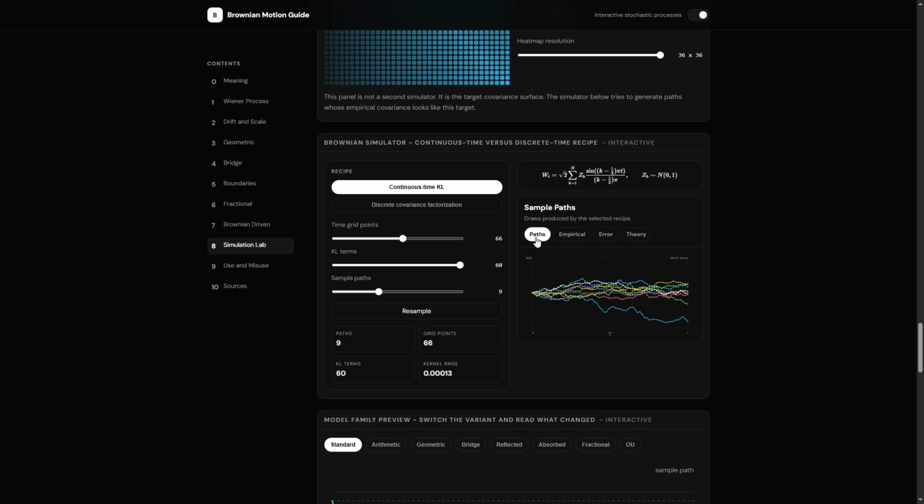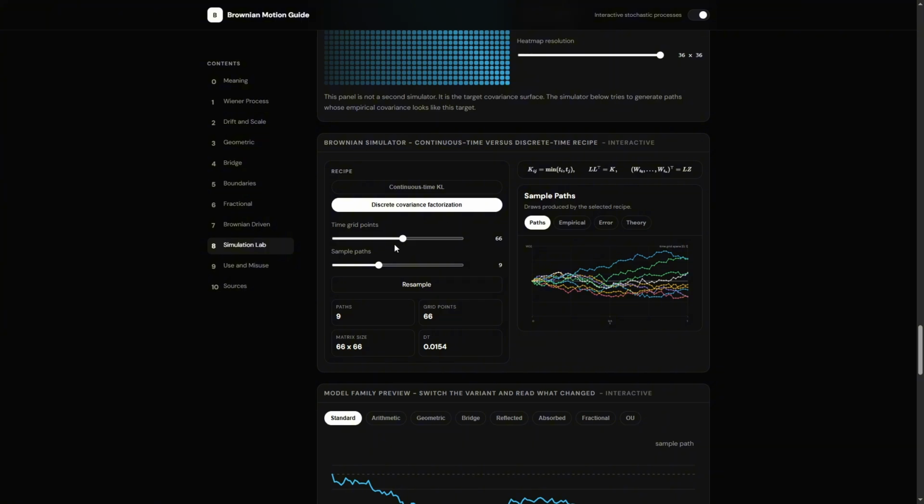The discrete recipe works differently. It directly factors the covariance matrix using linear algebra, then multiplies that by a vector of random normals. It's more brute force, but more exact. As you can see, we lose our KL option and we generate our path just like that.